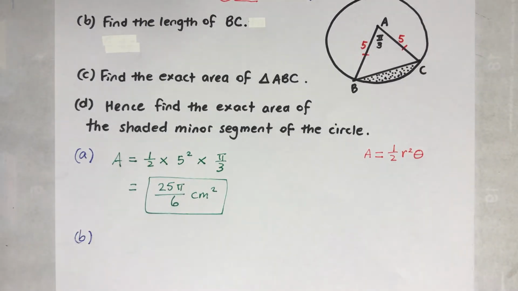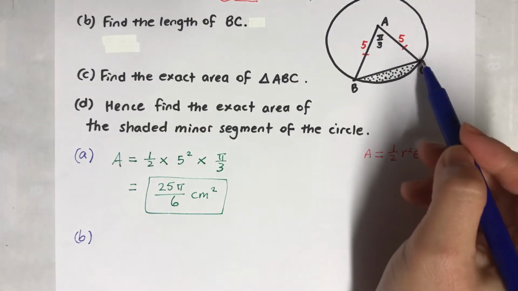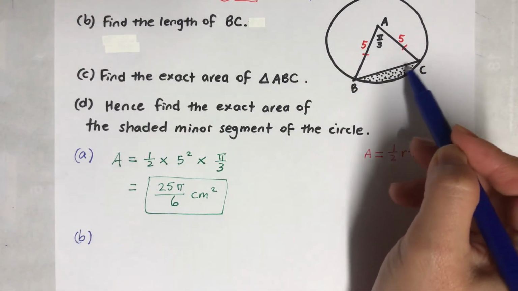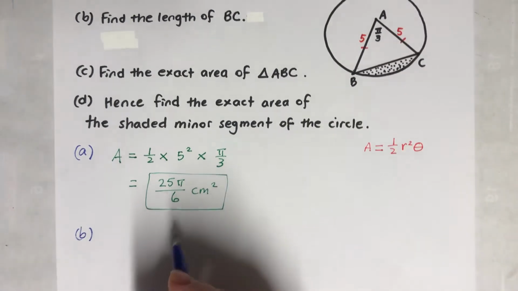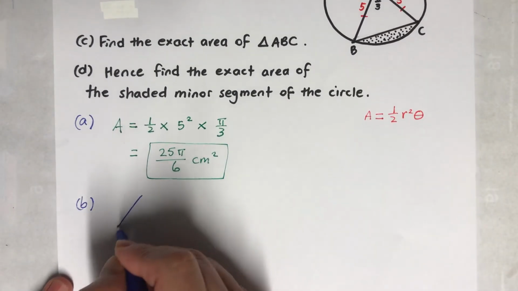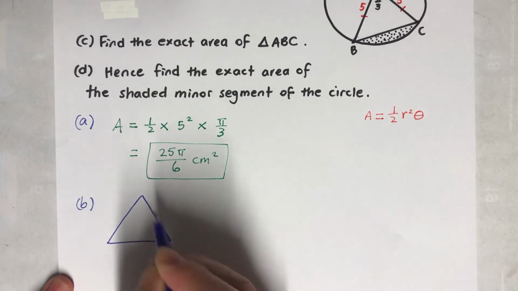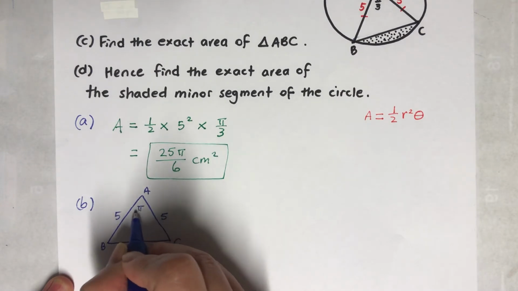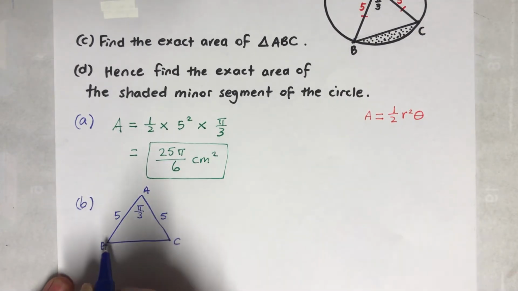Part B, find the length of BC. Now, guys, BC is not the arc, it's the straight line we're talking about here. So I'm going to sketch this here again. That's a 5, and angle BCA is pi over 3. So I want that.